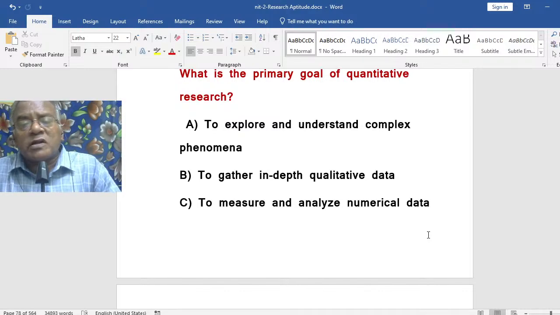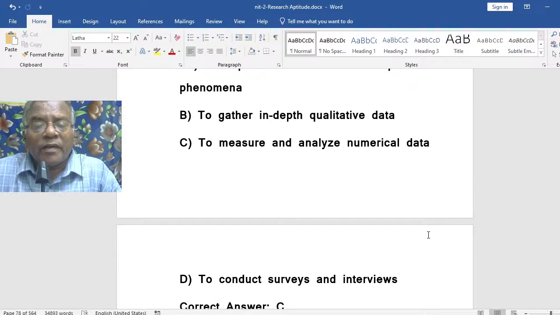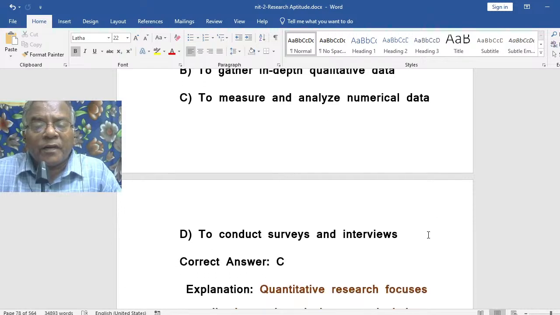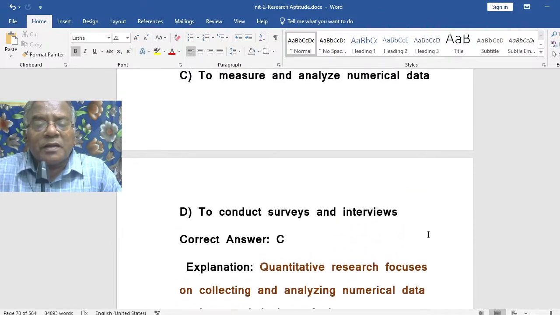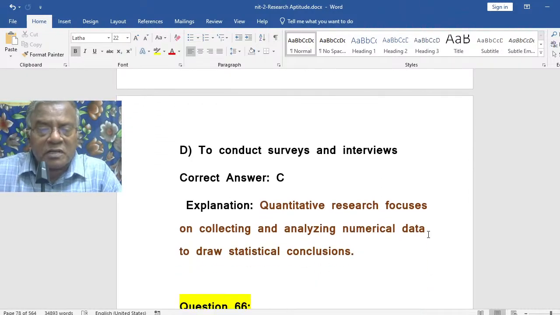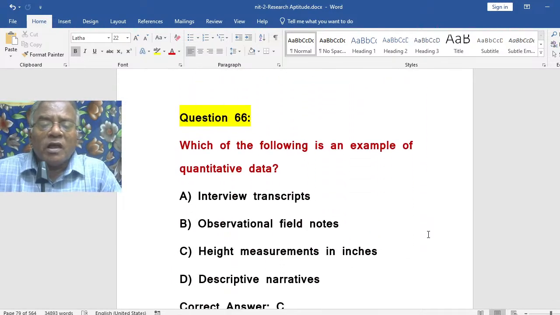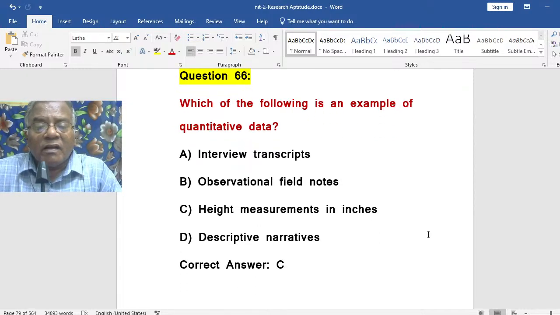Out of these four alternatives, which will you take as the correct one? That is this one, to measure and analyze numerical data, because it involves numbers. Quantitative research focuses on collecting and analyzing numerical data to draw statistical conclusions. Which of the following is an example of quantitative data? There are four alternatives, which is the right one?